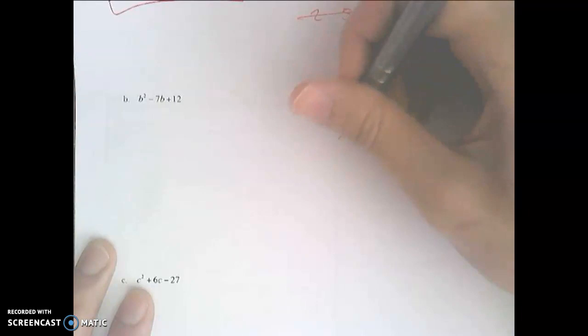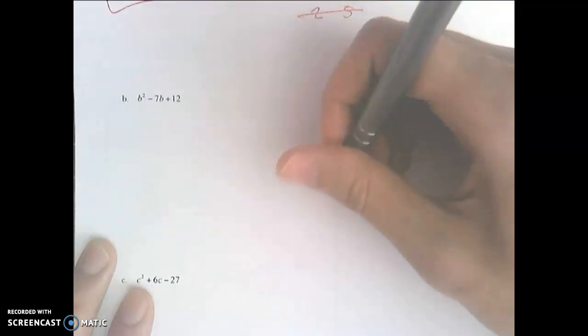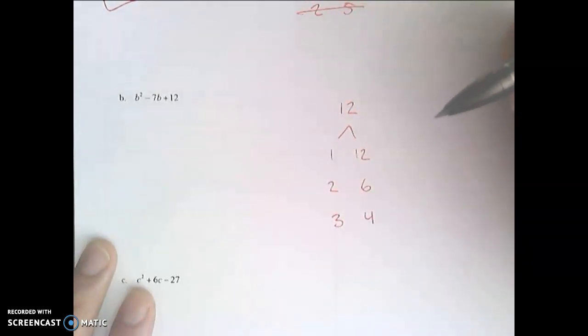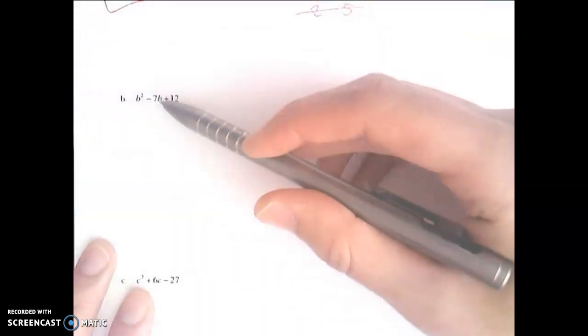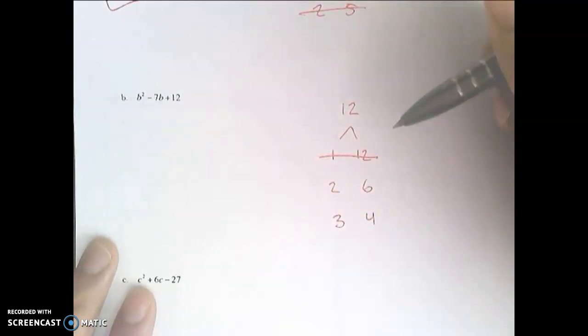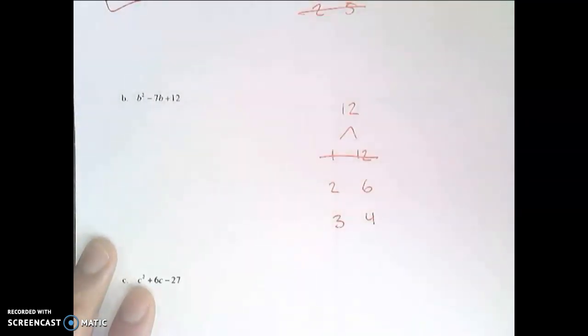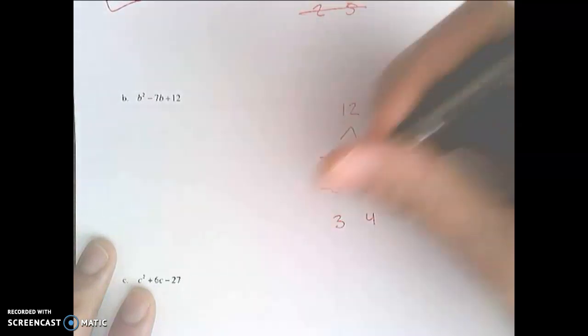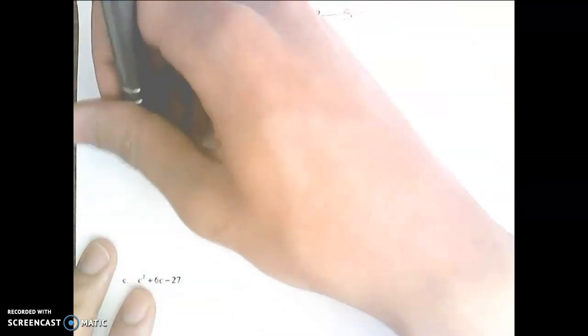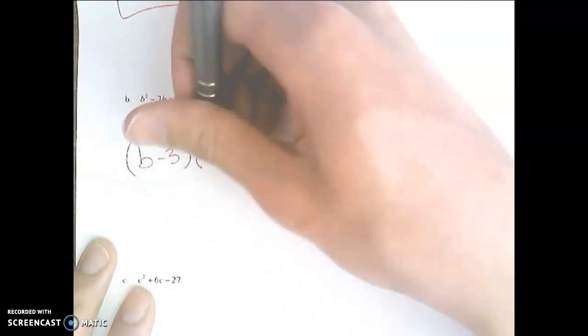Let's try another. So here we have b squared minus 7b plus 12. We want to know what numbers multiply to 12. So we have 1 and 12, 2 and 6, 3 and 4, and that's it. Any of these pairs that add up to negative 7? 1 and 12, no, that's not going to do it. 2 and 6 gets us close. We could hit 8, but not negative 7. So we can't do that one. 3 and 4, let's see. We could do a negative 3 and a negative 4, and that would give us a negative 7. So we have b minus 3 and b minus 4.